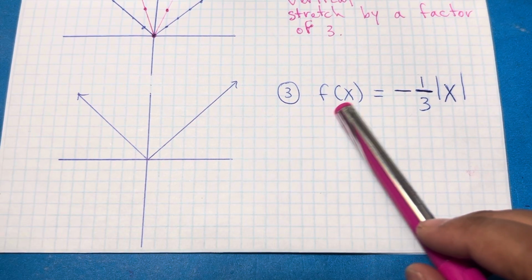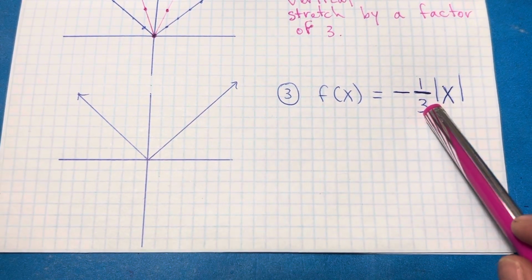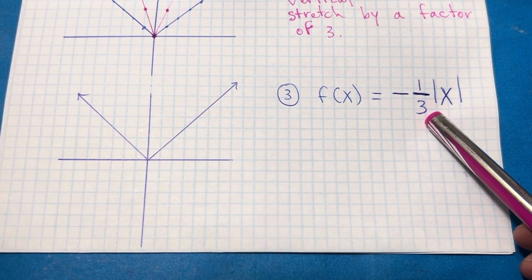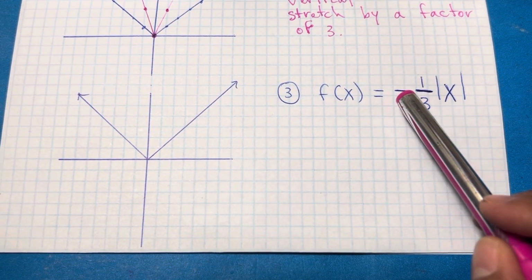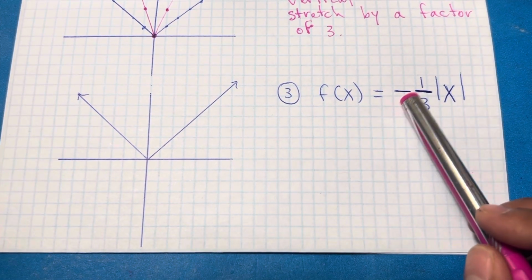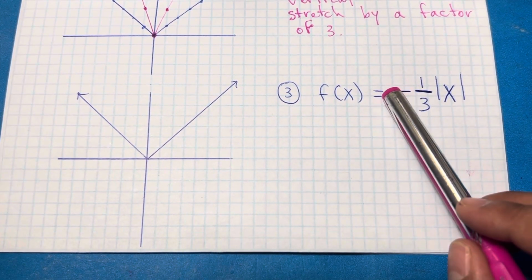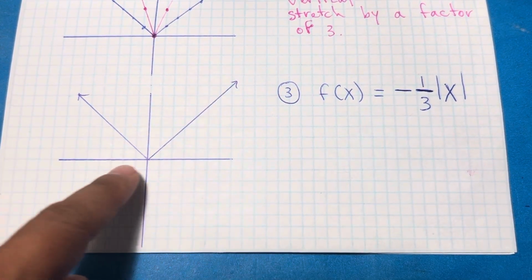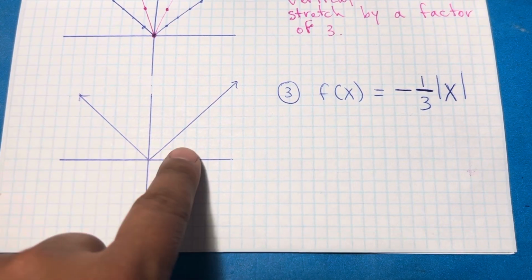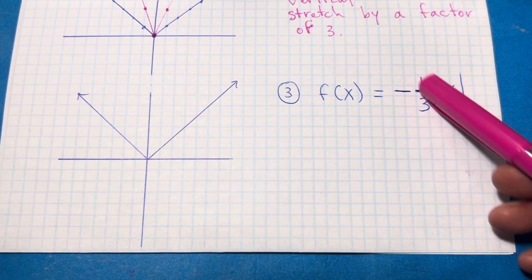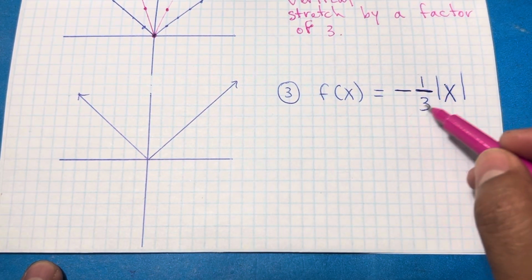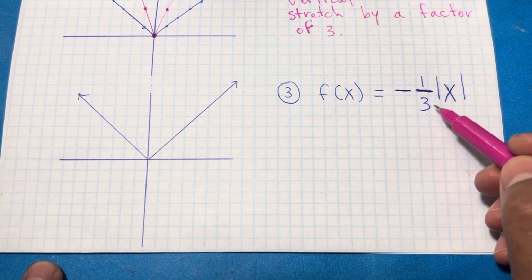For number 3, we have f of x equals negative 1/3 of the absolute value of x. When we have a fraction, that means a shrink or compression, vertical compression. However, we are also including a negative in here. That's a reflection on the x-axis. It means that whatever is on top, it will reflect down below, but from the shrink. And you can do both at the same time, or you can do one step at a time. So what you do is multiply by negative 1 and divide by 3.